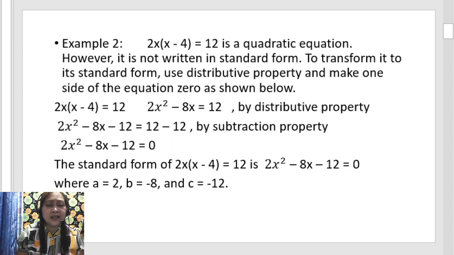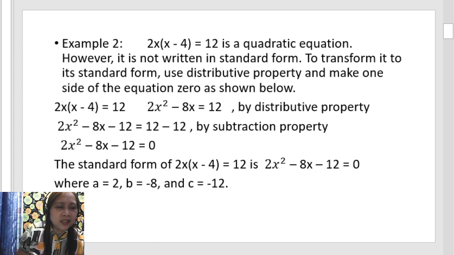In this example, class, as you can see, it is a quadratic equation. However, it is not written in standard form. So to transform it to its standard form, we need to use the distributive property and make one side of the equation 0 as shown below. So 2x multiplied to the quantity of x minus 4 is equal to 12. So 2x times x, that is 2x squared. 2x times negative 4, that is negative 8x, is equal to 12.